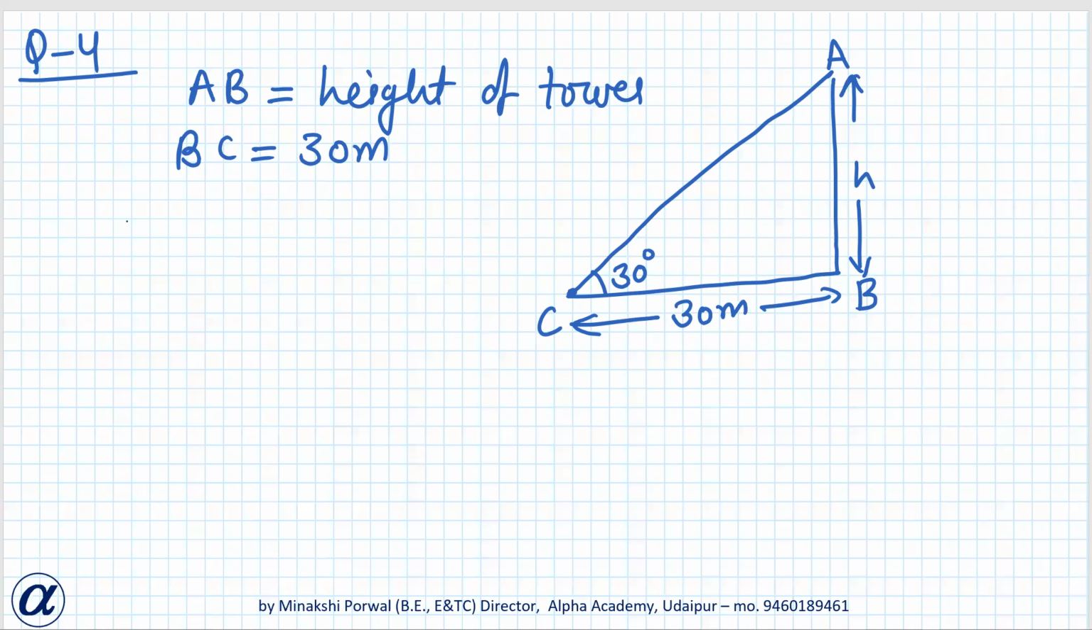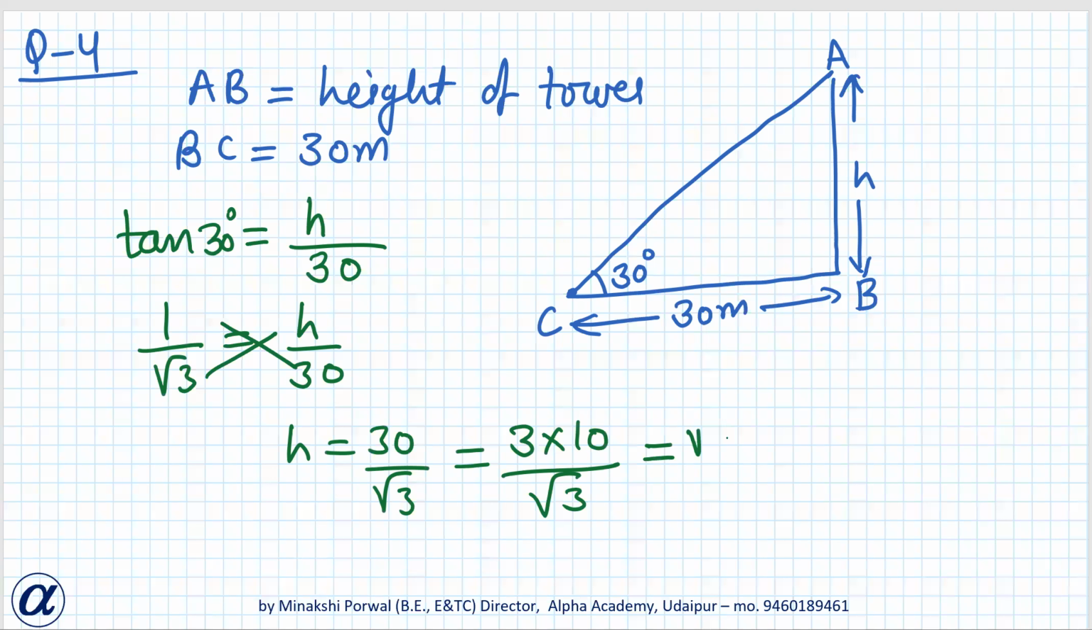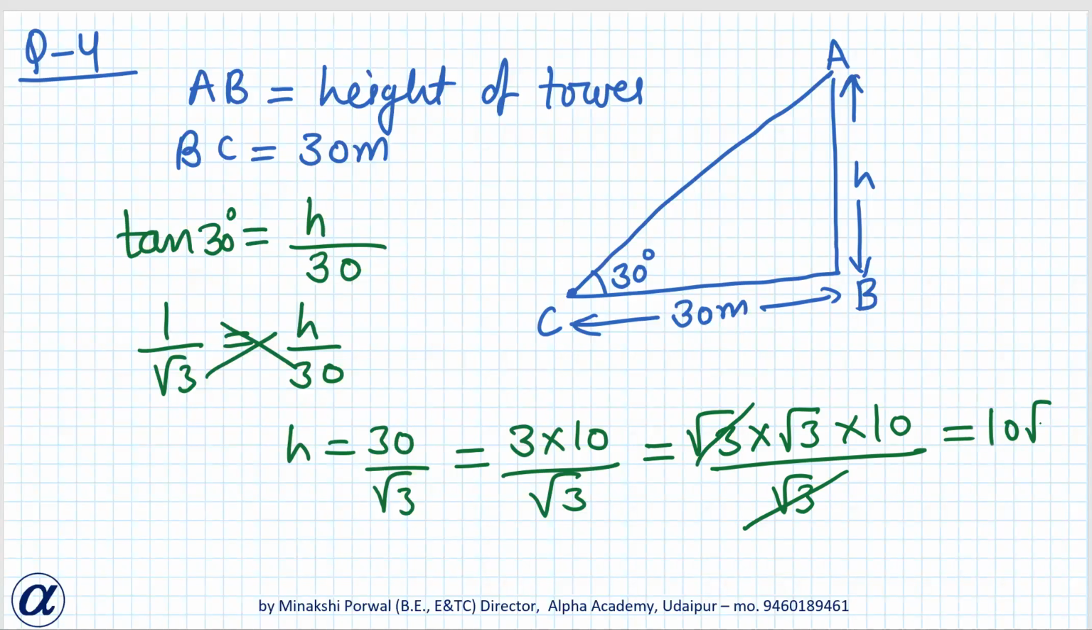So tan theta will be the trigonometric ratio which will be relating perpendicular and base. So tan 30 degree equals perpendicular upon base. Okay. So tan 30 is 1 by root 3 equals h upon 30, cross multiplying. h equals 30 upon root 3, or this can be written as 3 into 10 upon root 3. 3 को हम क्या लिख सकते हैं? root 3 into root 3 into 10 upon root 3. So root 3 and root 3 cancel. 10 root 3 meters is the answer. Okay.